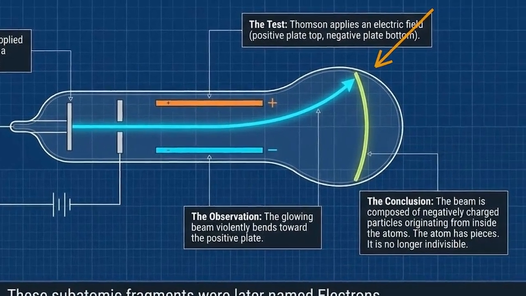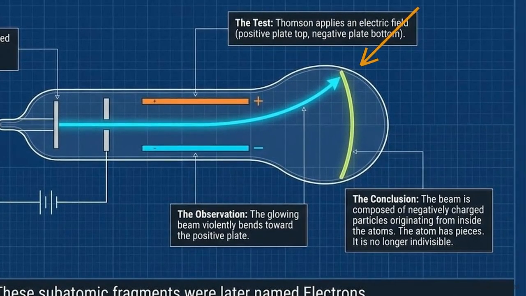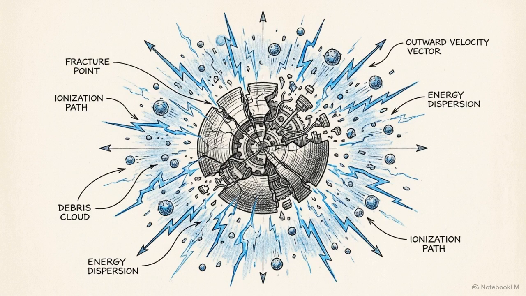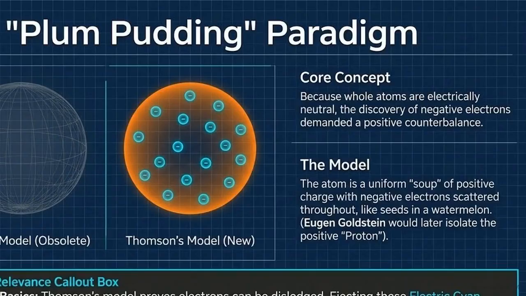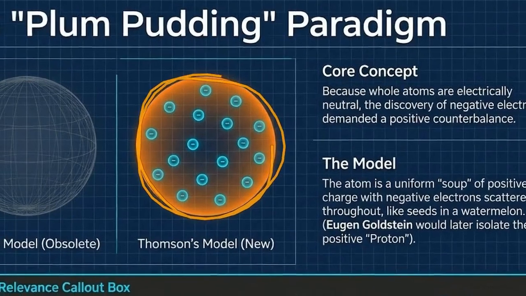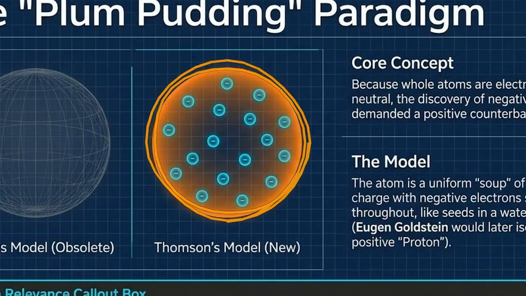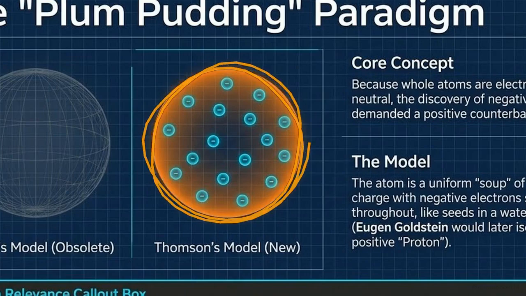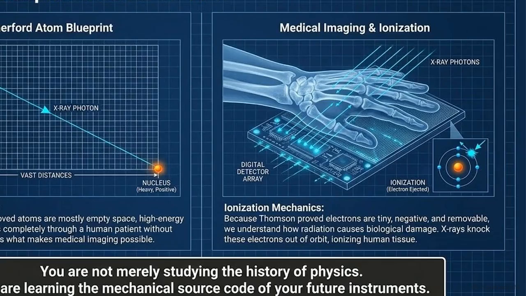When an electric field is applied, the beam bends toward the positive plate. These negatively charged fragments were identified as electrons, proving the atom has removable pieces. Because atoms are electrically neutral, discovering a negative piece required a positive counterbalance. Thomson proposed a model of negative electrons scattered through a positive soup. This provides the mechanism for ionization.